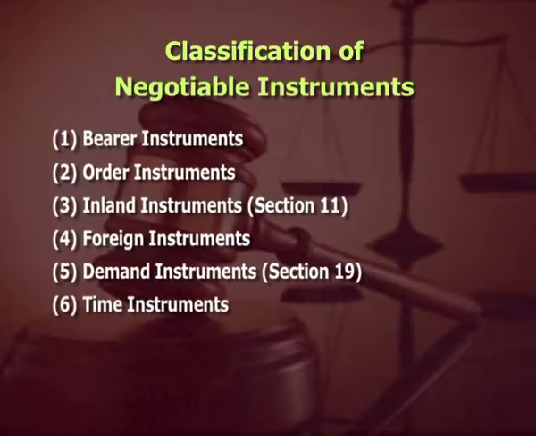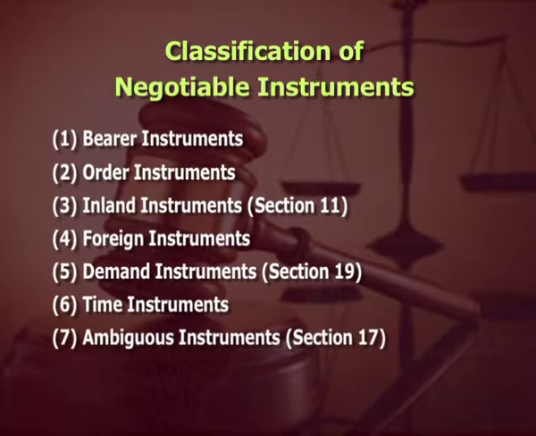Fifth, demand instruments, Section 19. A promissory note or a bill of exchange in which no time for payment is specified is an instrument payable on demand. Sixth, time instruments. Time instruments are those which are payable at some time in the future. Therefore, a promissory note or a bill of exchange payable after a fixed period, or after sight, or on a specific day, or on the happening of an event which is certain to happen, is known as a time instrument.